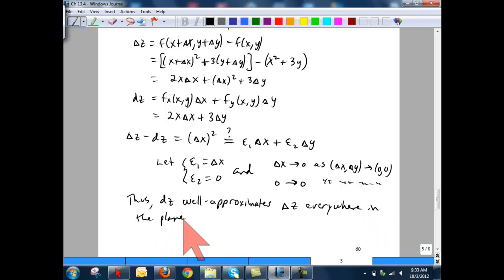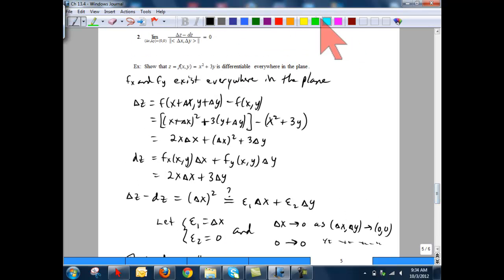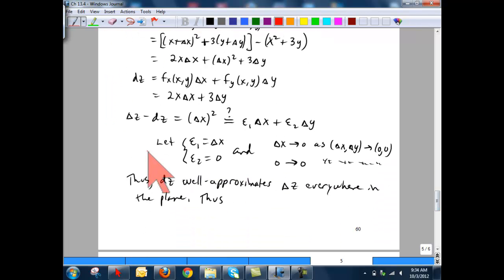in the plane. And thus, when I put together the two facts, number one, that the first partials existed everywhere in the plane, and number two, that the difference between the change in function value and the change in the tangent plane is controlled, is small in this sense, thus f is differentiable everywhere. So that finishes the problem.